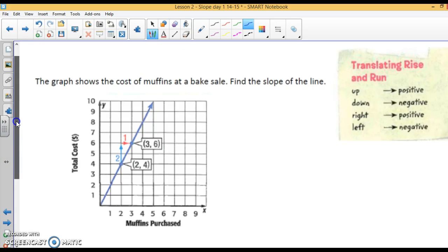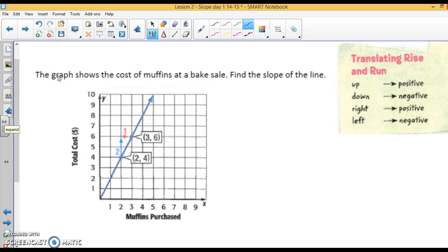Here we go. We are looking for rise over run. Always start on the point that is farther left, just like you are reading. So my slope, I'm going to do rise over run. Take a look at this line. It is going up, so we know our slope is going to be positive.